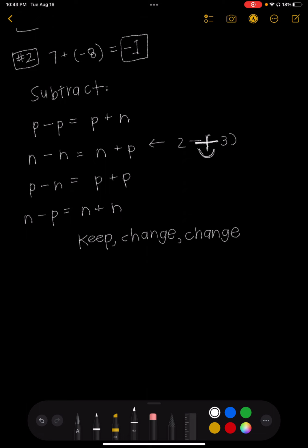So what that tells me is that when I have a subtraction problem, I'm going to keep the sign on the first number, change the middle sign, and then change the sign on the last number. So let me show you how it works with some examples.